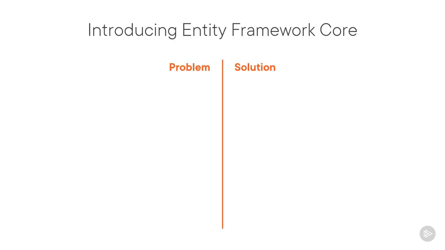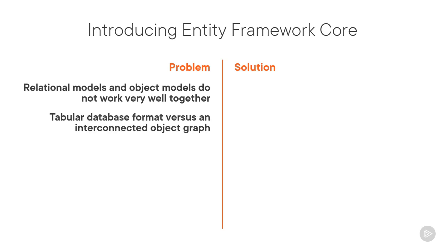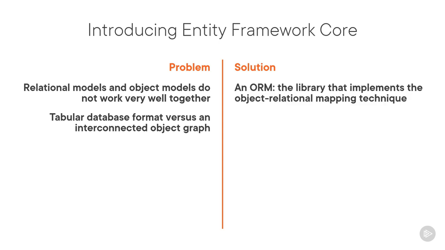Relational models and object models do not work very well together. A relational database represents data in a tabular format. Object-oriented languages, on the other hand, represent it as an interconnected graph of objects. It's the ORM, the library that implements the object relational mapping technique, like Entity Framework Core, that takes care of this. Needless to say, that is a big plus.